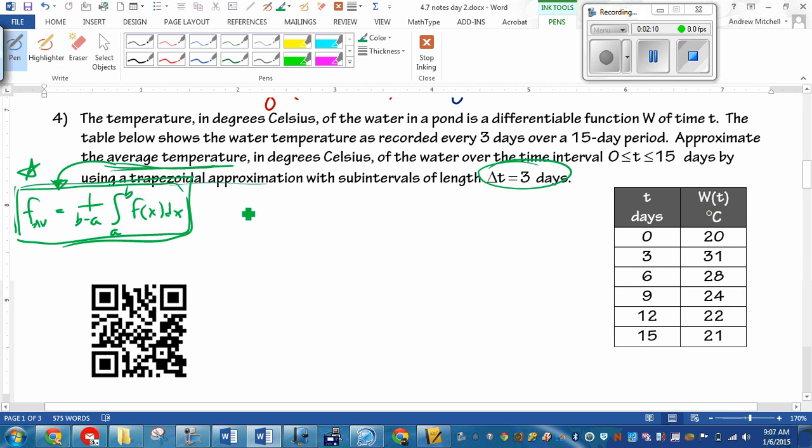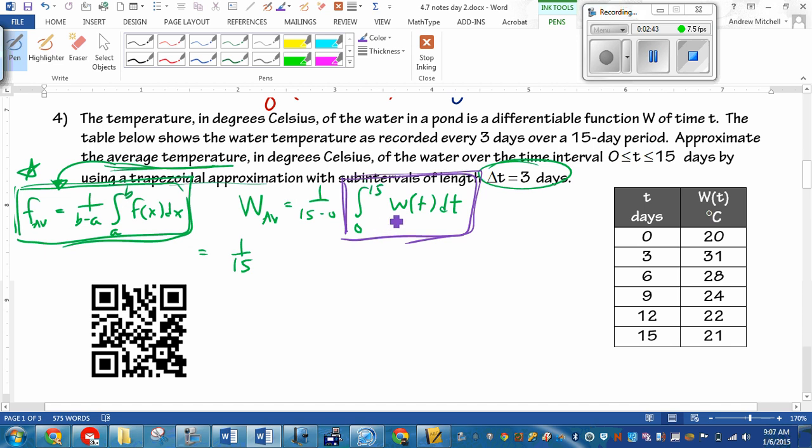In this case, we're trying to find the average value of W. So that's going to be 1 over b minus a. We're going from 0 to 15, so 1 over 15 minus 0 times the definite integral from 0 to 15 of W(t) dt. So we get 1/15. Then the definite integral from 0 to 15, this part right here, is what we're approximating using the trapezoidal sum. So we have to approximate that.